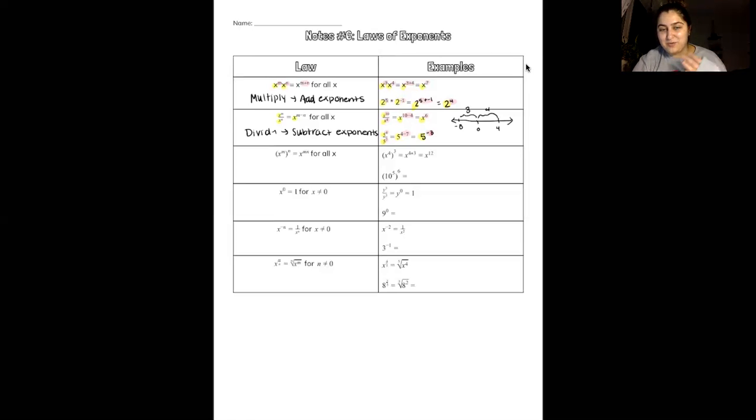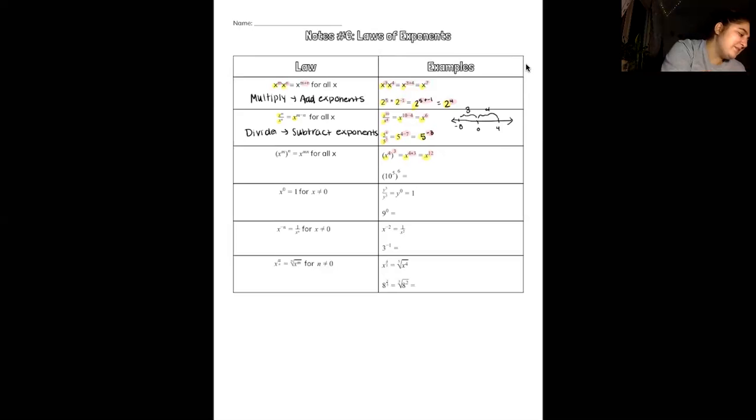And then we have other exponent rules that are also very important, but you probably don't hear them as much as, multiply, add exponents, divide, subtract exponents. But if we have a base raised to an exponent, and then that whole thing is raised to another exponent, we multiply the exponents together, right? So in this case, we have x to the 4th raised to the 3rd. We multiply 4 times 3 together, and we just end up with x to the 12th.